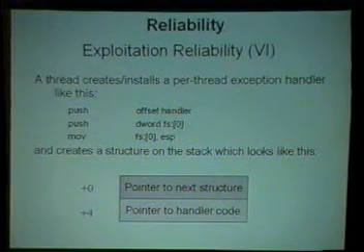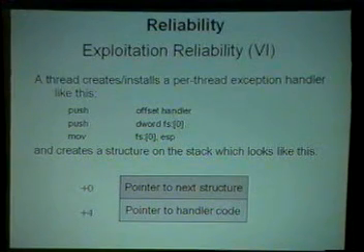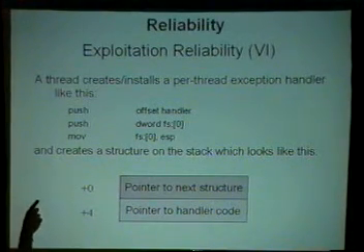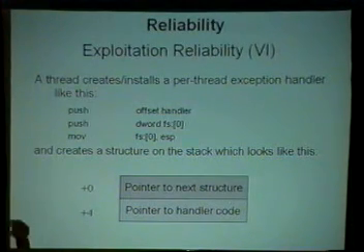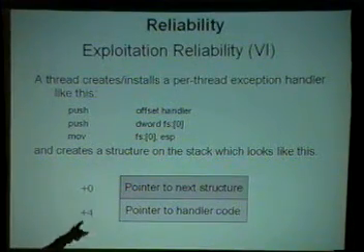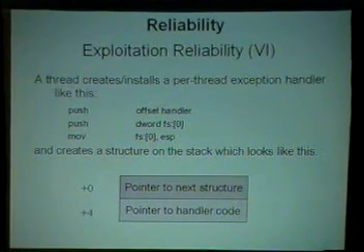At fs:0, the first double word points to a structure of this format down here. It contains the pointer to the next structure, of the next handler, and the pointer to the handler code. Now, in order for a thread to install such a handler, you just push the offset of the handler, push the double word that's at fs:0, and then move your current ESP into fs:0. This will automatically create this structure on the stack and will make sure that you don't erase any previously installed handlers. So basically, it creates a linked list of these structures which contain a handler.